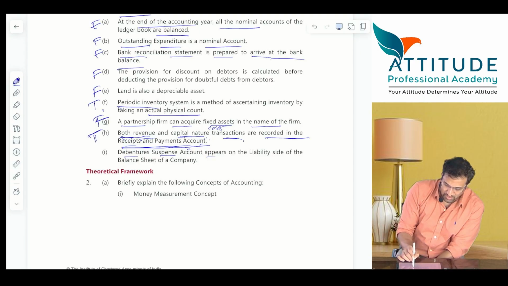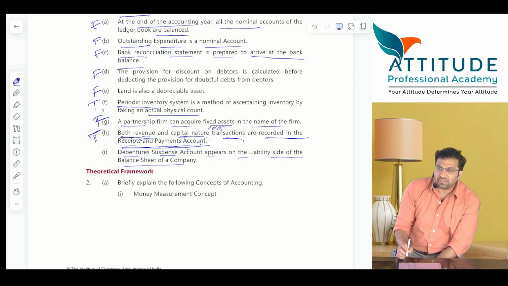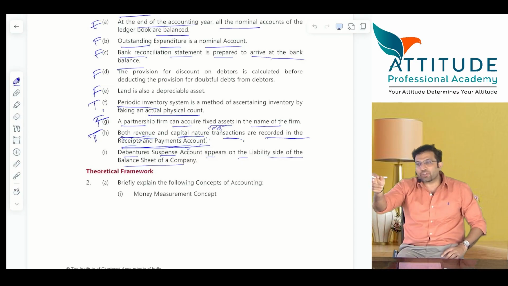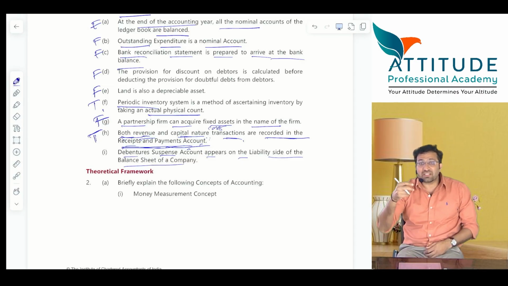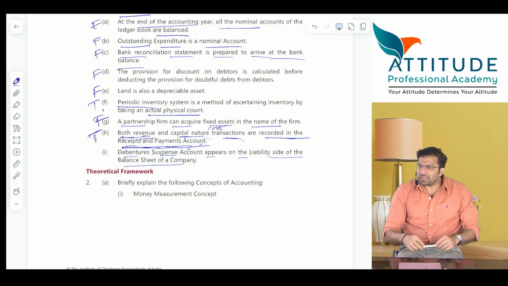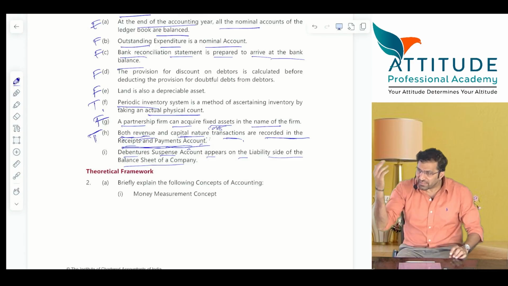Next, tell me. Debenture suspense account appears on the liability side of the balance sheet of the company. See here, I have taught you all debentures. Now, debentures issued as a collateral security. You still remember? No. I'll explain. Hear it carefully.